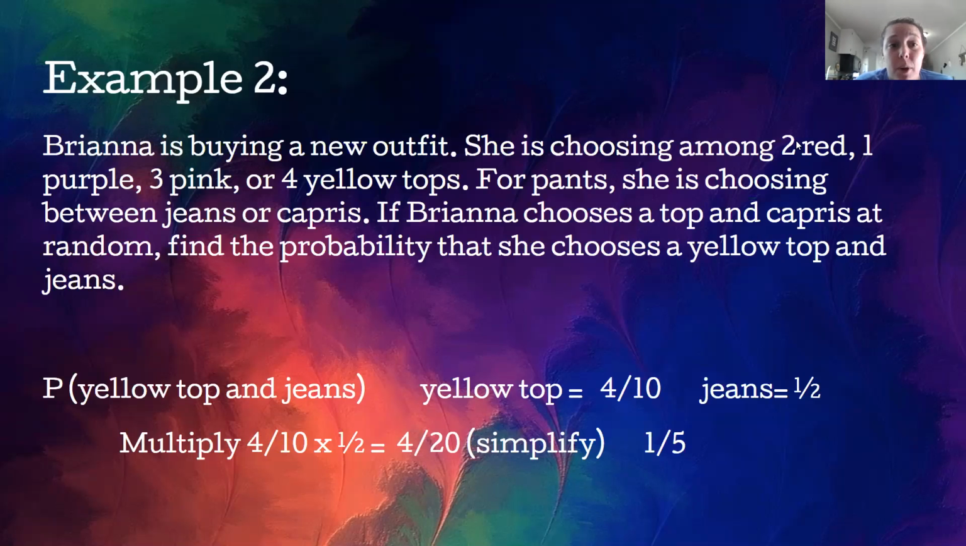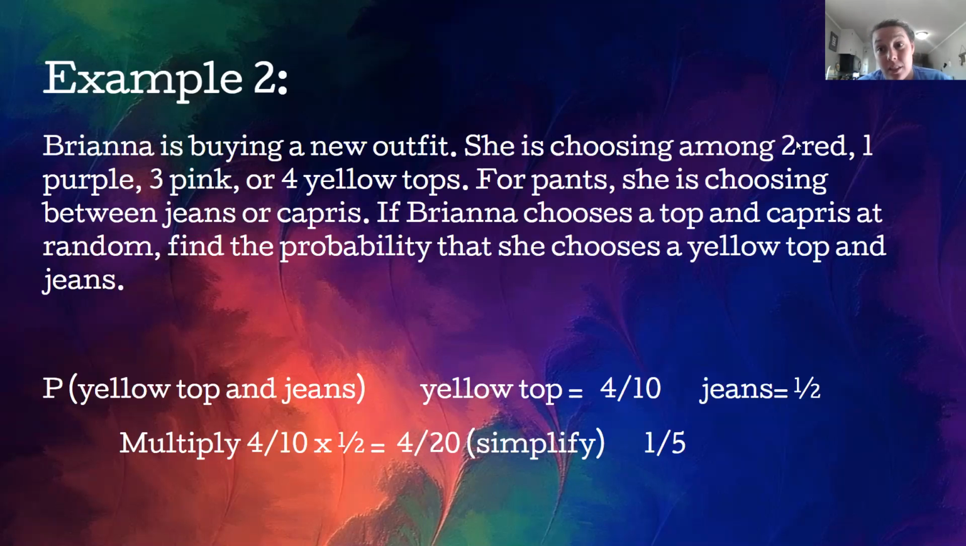So it says, Brianna is buying a new outfit. She is choosing among 2 red, 1 purple, 3 pink, or 4 yellow tops. For pants, she's choosing between jeans or capris. If Brianna chooses a top and capris at random, find the probability that she chooses a yellow top and jeans.